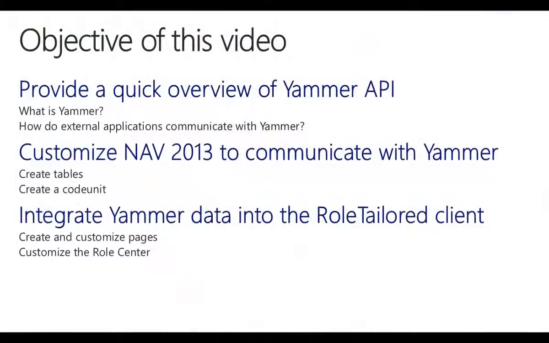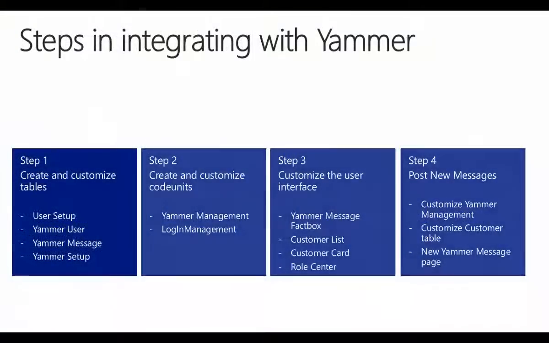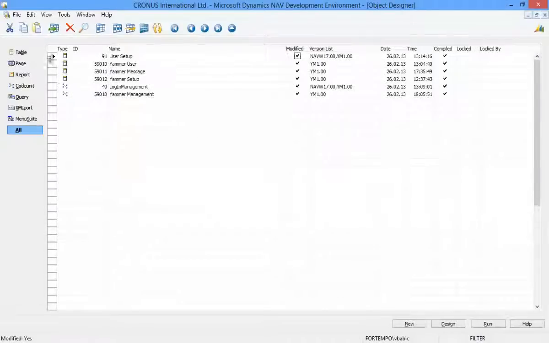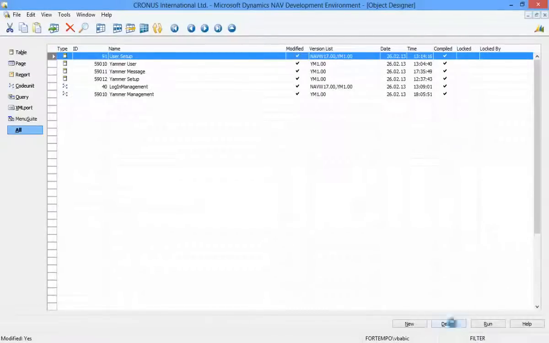In the course of this video, I'll show a simple NAV customization, which includes customizing NAV functionality and user interface to seamlessly integrate NAV and Yammer data to form a unified user experience. I'll do this in 4 steps. In the first step, I'll customize the data model to keep Yammer data in NAV. I won't develop it all from scratch, and I'll start with a set of prepared objects.